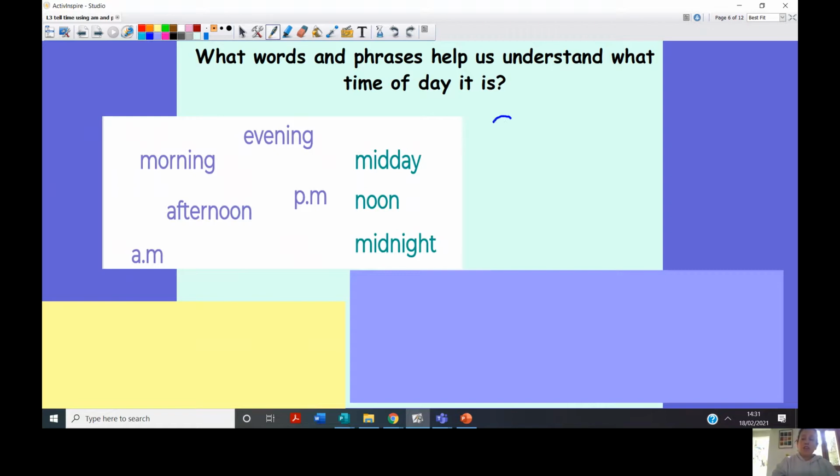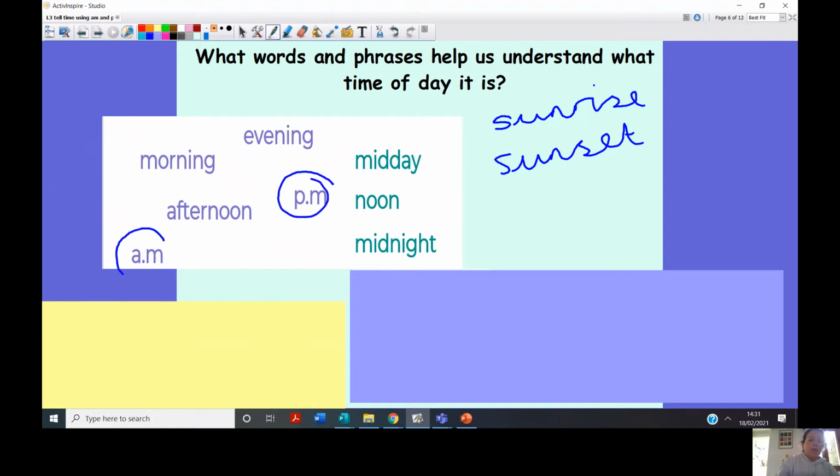Another one: sunrise, sunset. I wouldn't say cloudy or rainy or anything like that, as that's nothing to do with the time of day. So you've got morning, evening, afternoon, midday, noon, midnight, sunrise, sunset. These two words, AM and PM, are what we're going to be looking at today.